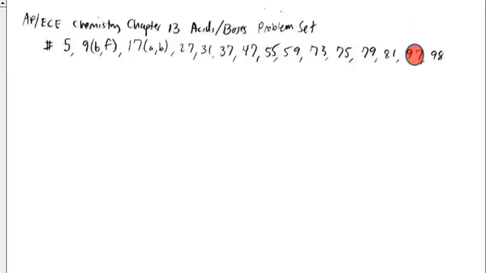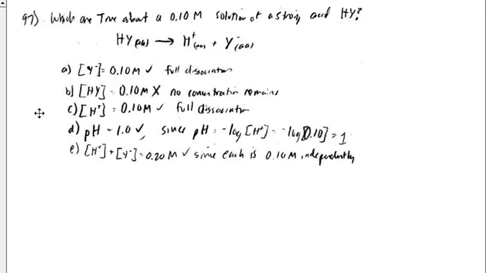Welcome back for the sixth and final AP Chemistry, Chapter 13, Acids and Bases problem set. Let's take a look at problems 97 and 98. In problem 97, you're asked which are true about a 0.1 molar solution of a strong acid denoted HY.